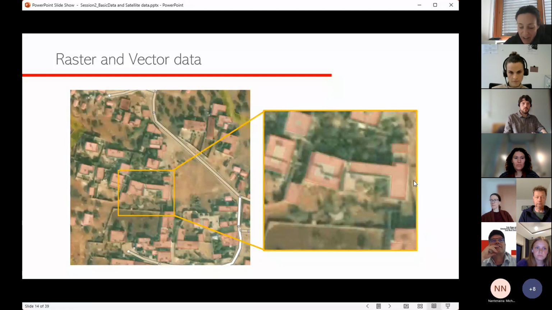But before that, do you have any questions regarding the difference between raster and vector data? If not, then we keep moving.